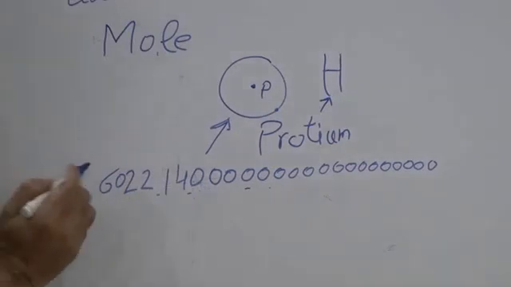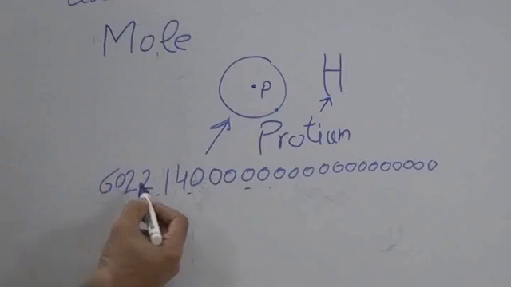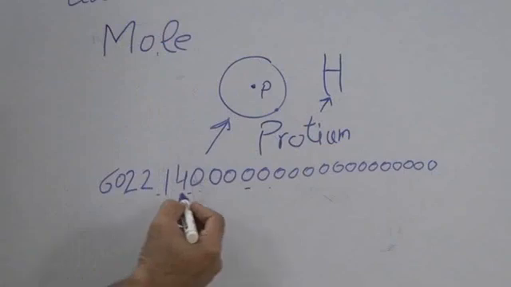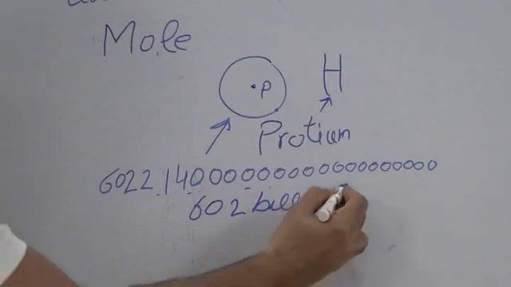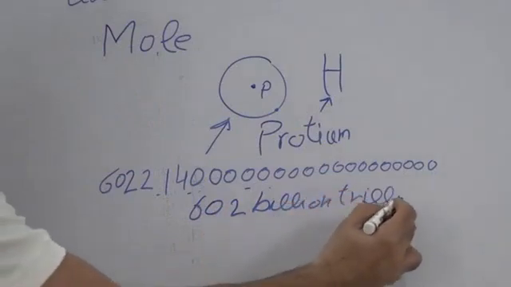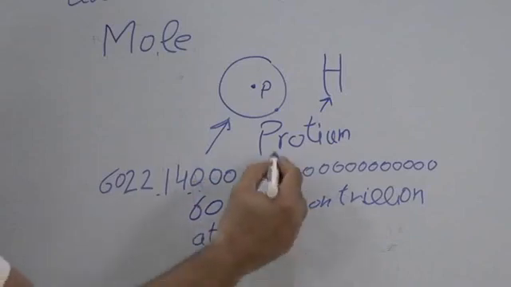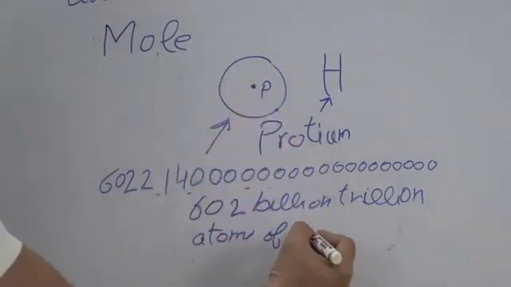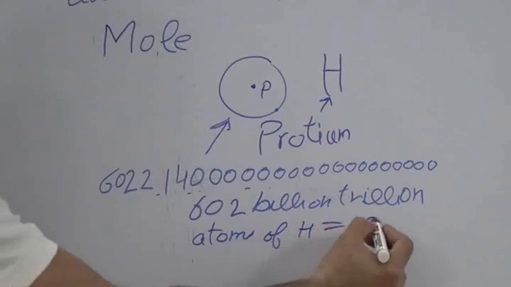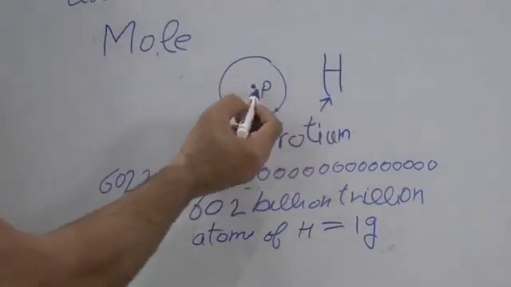This number is 602 billion trillion. 602 billion trillion atoms of protium, the isotope of hydrogen, would weigh how much? 1 gram. This is such a light atom.